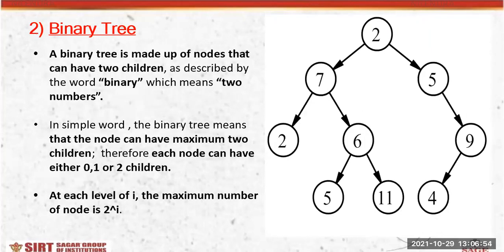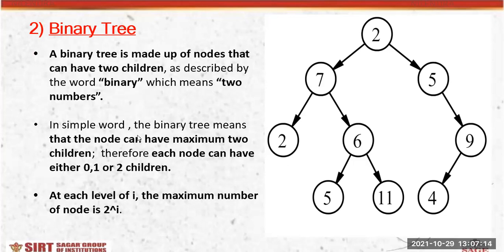Now, coming to binary tree. A binary tree is made up of nodes that can have two children. Okay, so this node is having two children. 7 is having two children. This node is having one child. This is having one child. This is having one child. This is having two children.